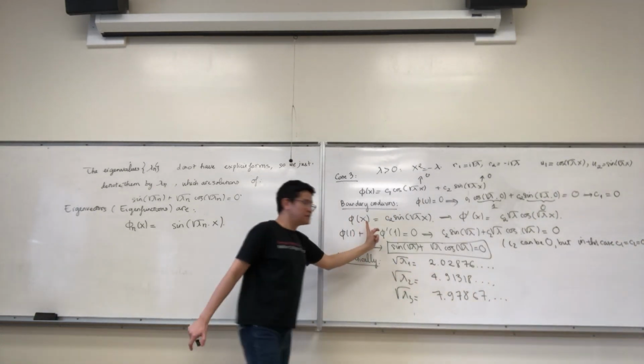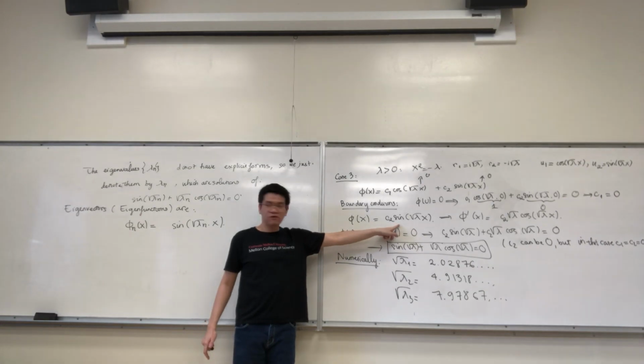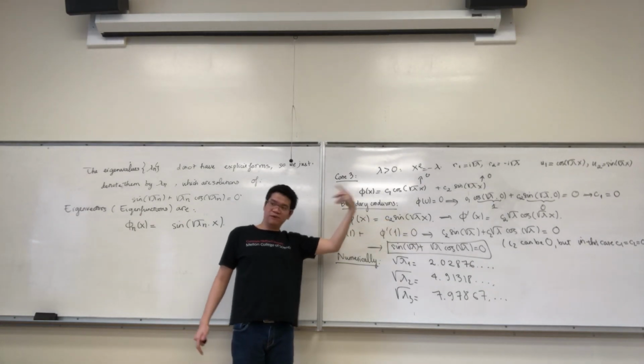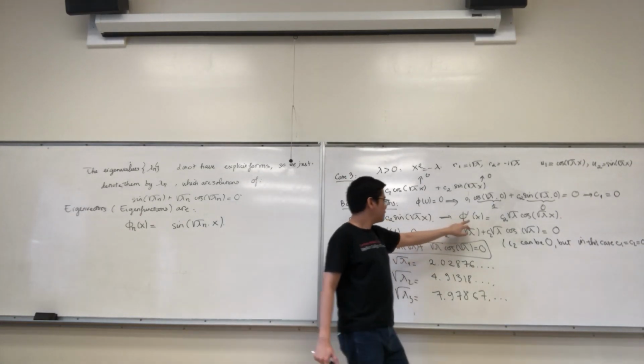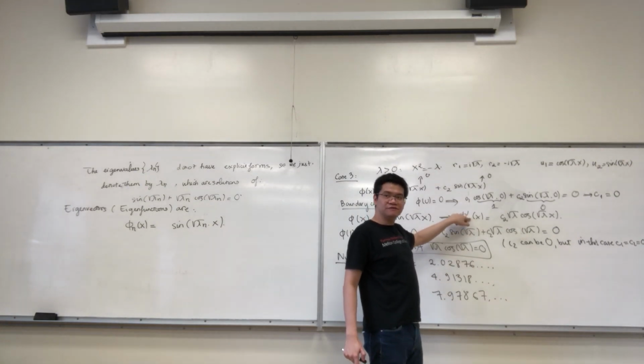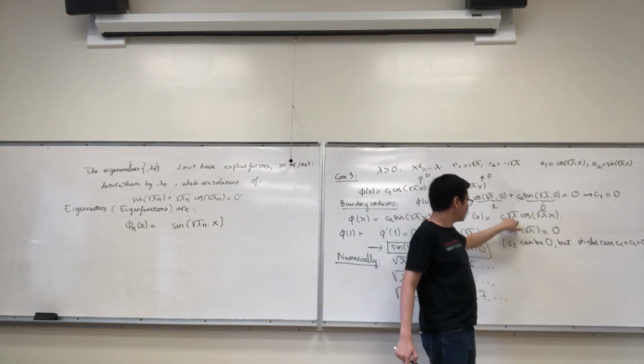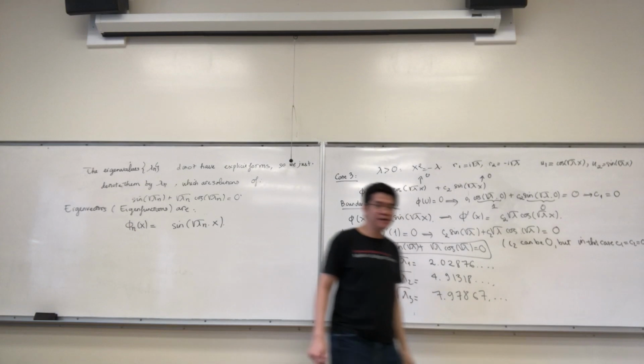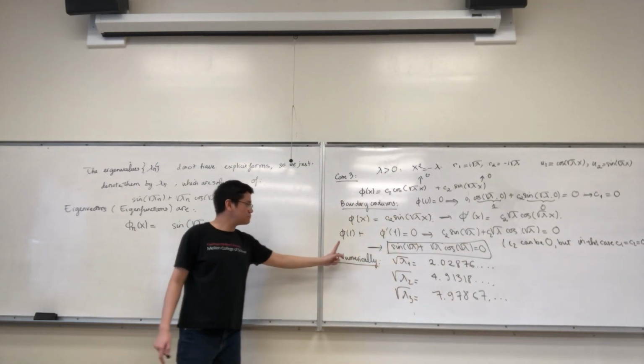So this means that phi will be only the sine function because C1 is 0. So now I'm going to take the derivative of phi. I get C2 square root of lambda cosine square root of lambda, right? So I'm going to check the second boundary condition.